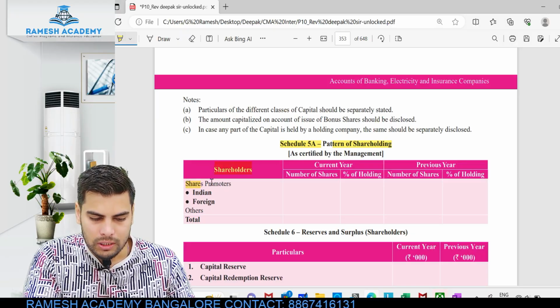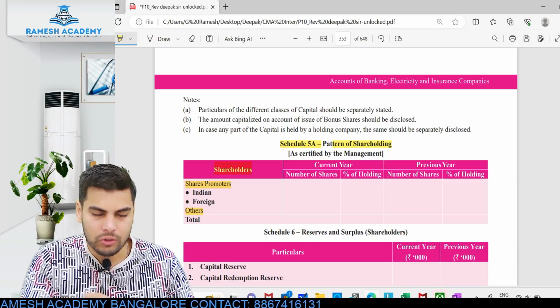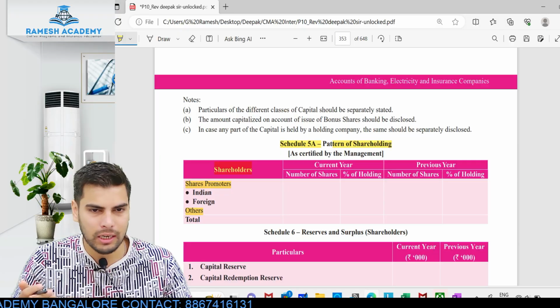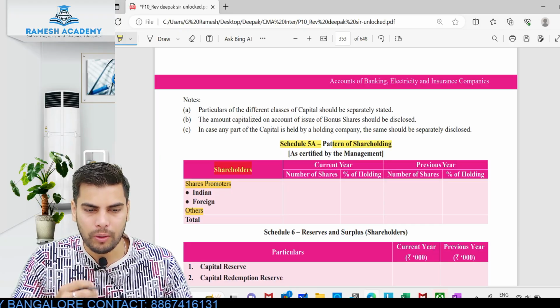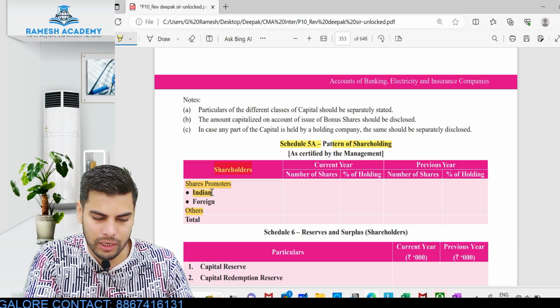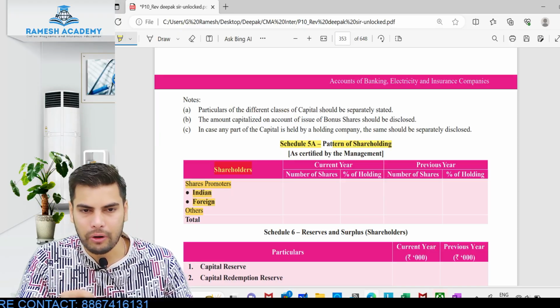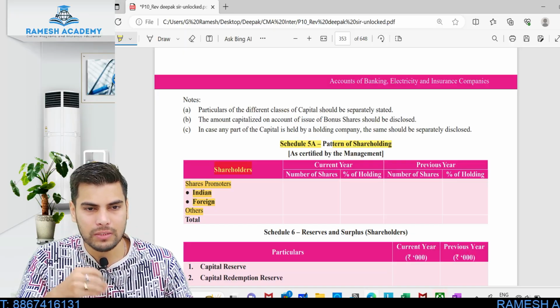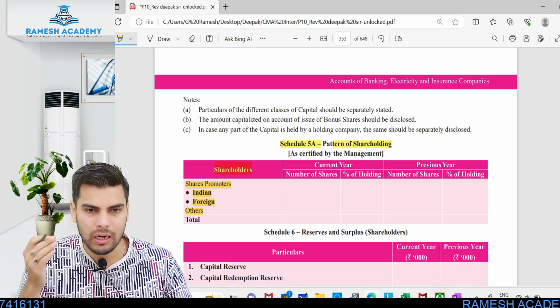So the shareholders, here you will be showing 2 things. The promoters as well as the other people. So promoters and other than promoters. When it comes to promoters, you will have to make another bifurcation, that is how much is the number of shares which is held by the promoters in India and how much is the number of shares which is held by the promoters who are situated outside India.